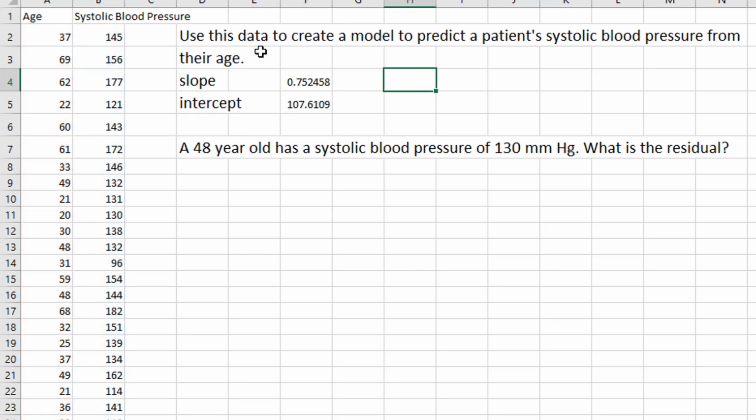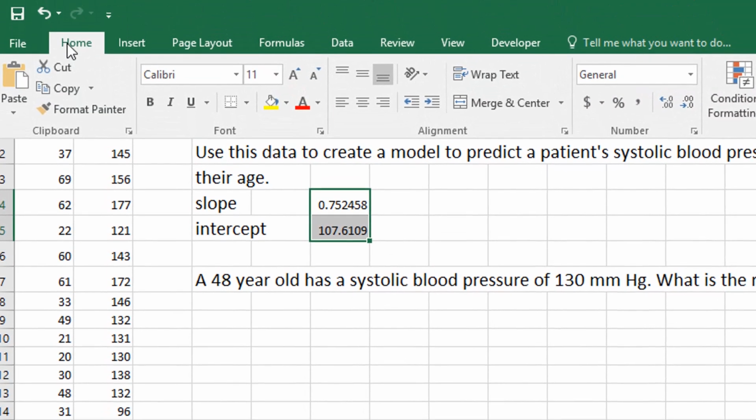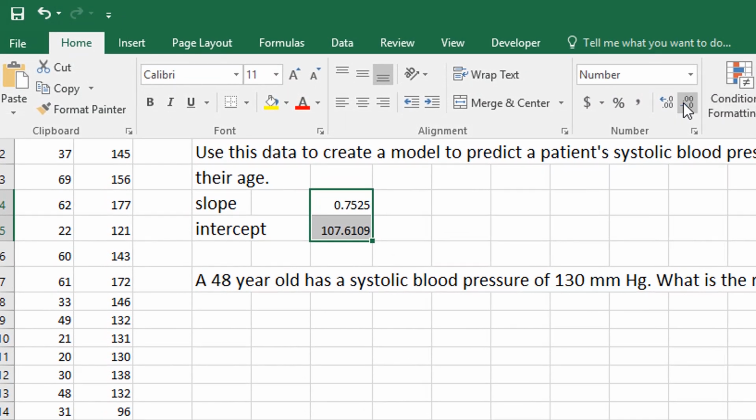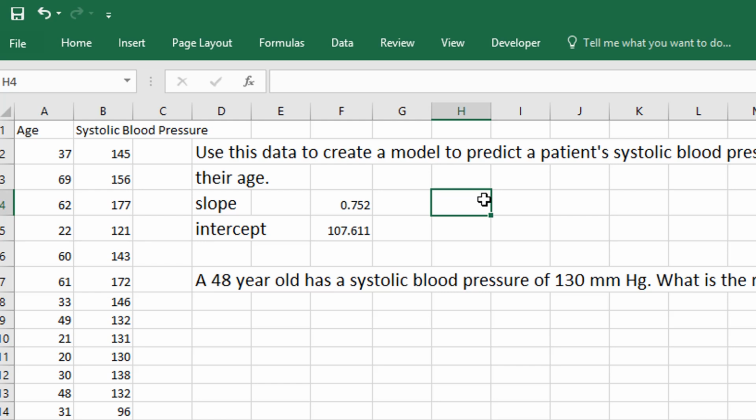So for the equation, to be consistent with Zybooks, I'm going to keep 3 decimal places of precision. So my model is going to be, this is the way you would write it. I don't have the right character, but it would be y hat equals. That's the expected or average systolic blood pressure is going to be 0.752 times x plus 107.611, where x is the patient's age.